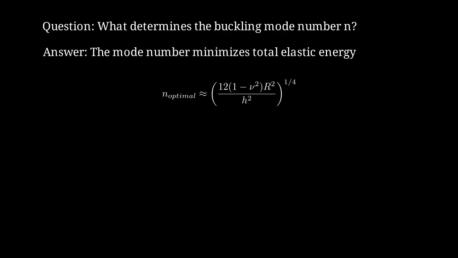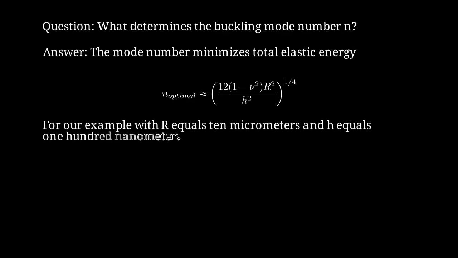by h squared. For our example with r equals 10 micrometers and h equals 100 nanometers, let's calculate the expected mode number. n is approximately the fourth root of 12 times 0.91 times (10 to the minus 5) squared divided by (10 to the minus 7) squared, which gives approximately 5.7. So we expect a mode number around 5 or 6.